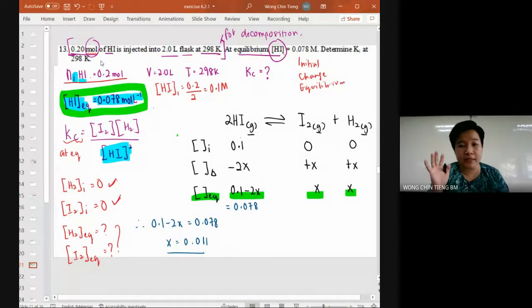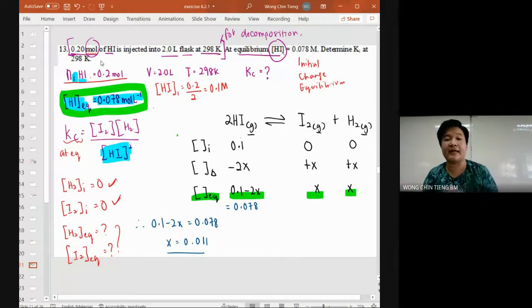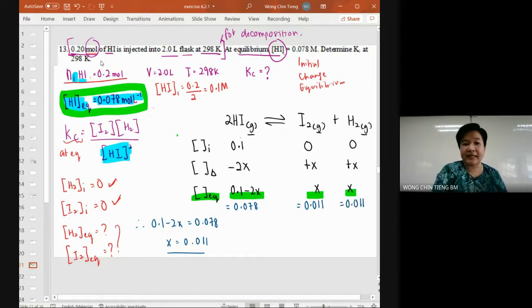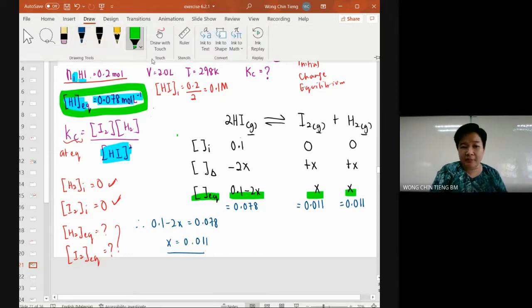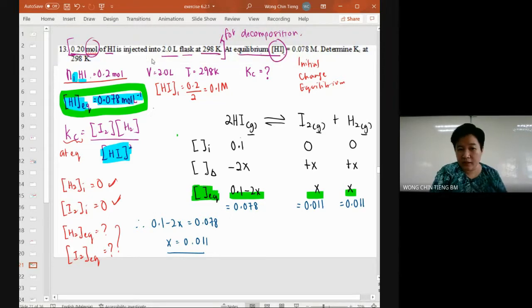Dan jangan buat benda ni di bawah ice table terus. Kat kertas kamu ada tempat kosong lain kan? Kira kat tempat kosong lain sebab di bawah ice table kamu boleh sambung terus. Concentration equilibrium of I2 equals x. X equals 0.011. In other words, the equilibrium concentration over here equals this value.